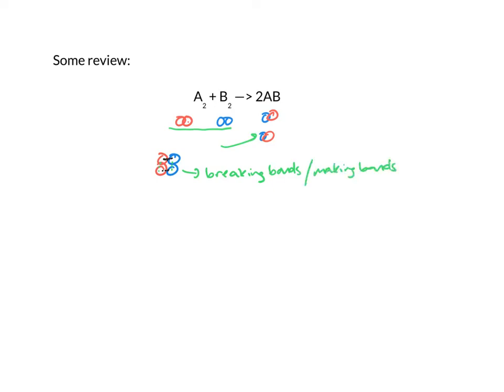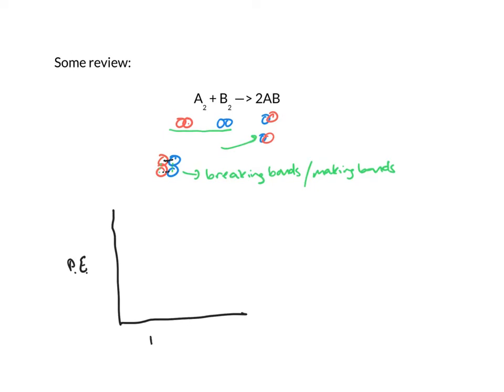Right, and so we looked at this in terms of the energy piece, where we drew this diagram. If we put potential energy over here on the y-axis, just a general energy term, and we look at reaction progress here on the x-axis, sorry, excuse me, then we have reactants that contain some amount of potential energy, and we have products that contain some amount of potential energy.